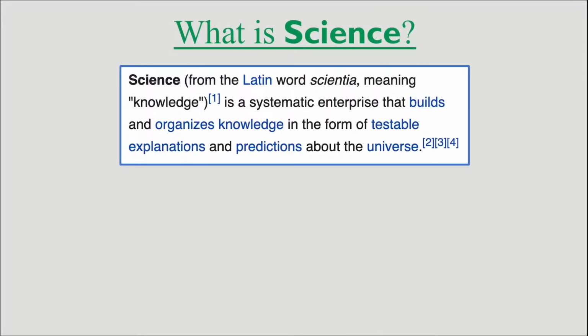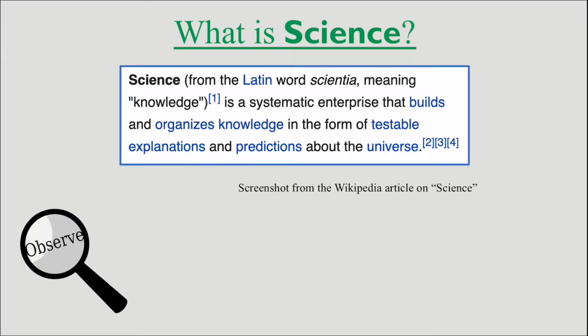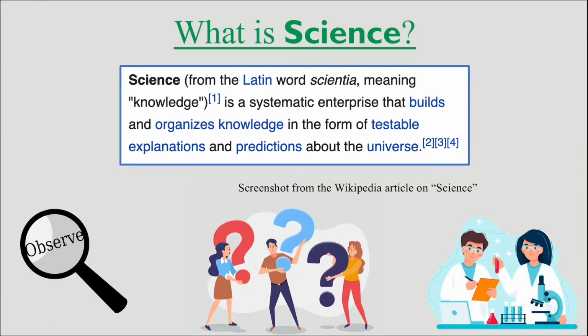First things first, what is science? Well, according to this introductory sentence from the Wikipedia article on science, science is a systematic enterprise that builds and organizes knowledge in the form of testable explanations and predictions about the universe. Simple, right? In other words, it is a way of observing, questioning, and testing the world around us.